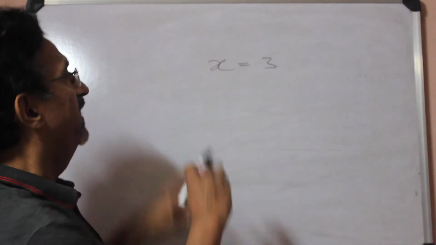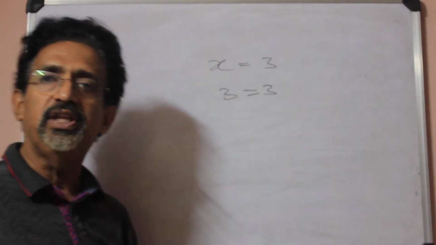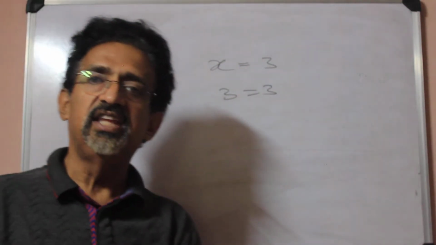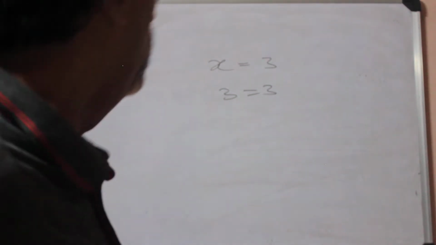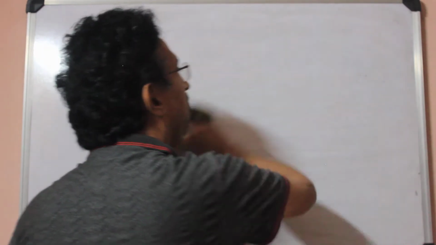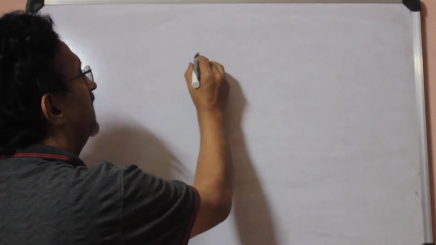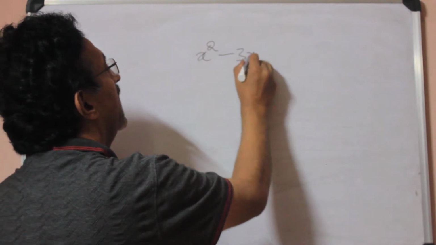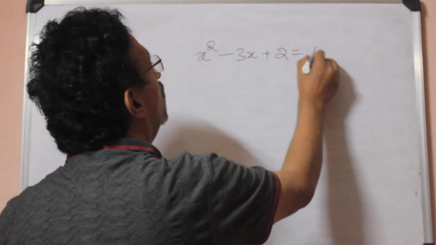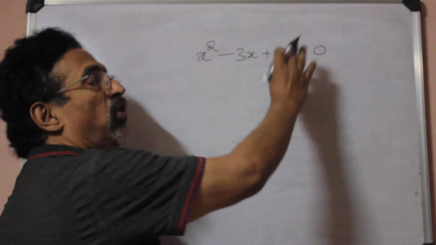For example, if I consider x as 3, I get 3 is equal to 3, so that means that equation is satisfied. So, if I equate a variable to a constant, I get an equation, right? Instead of equating one variable, suppose I consider a polynomial, for example x squared minus 3x plus 2 is equal to 0, right? Then I get a quadratic equation.